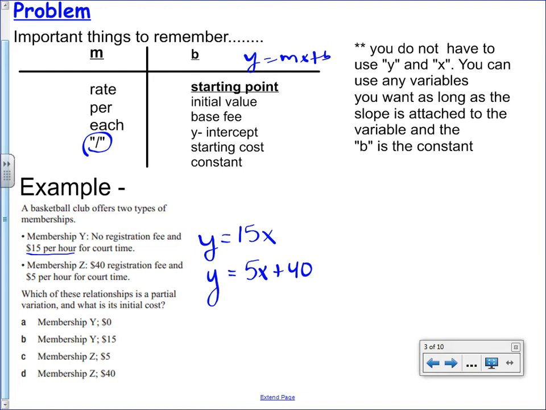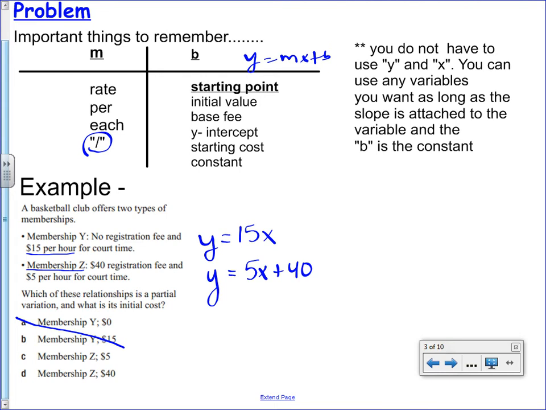So Noriel, can you tell me which one is a partial variation? The first equation or the second one? Okay, so the second one. So I know that that is membership Z. So right away, I can eliminate what two options, Bailey? I can eliminate A and B.